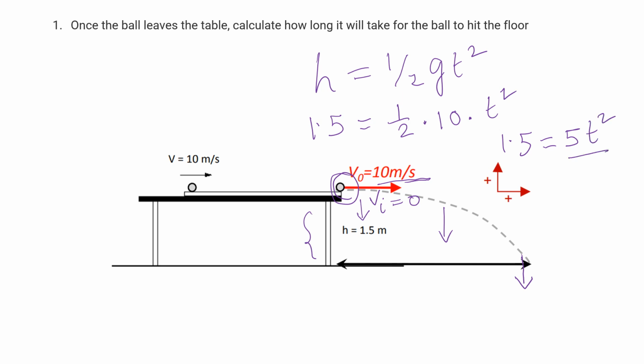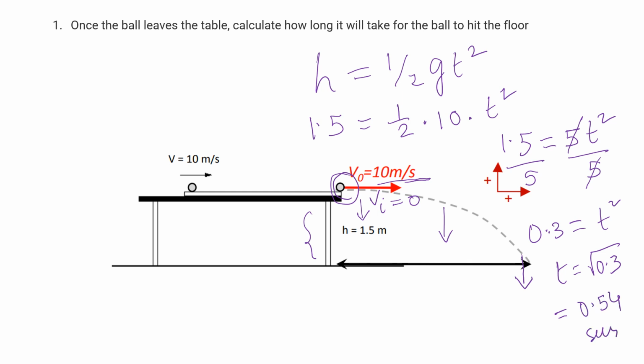Now if I divide both sides by 5, we can eliminate this number 5 from the right hand side, and we will have t squared equal to 0.3 on the left hand side. So t will be equal to the square root of 0.3, which is 0.54 seconds. So this is your answer for this first question.